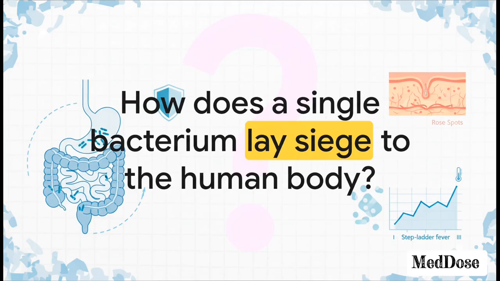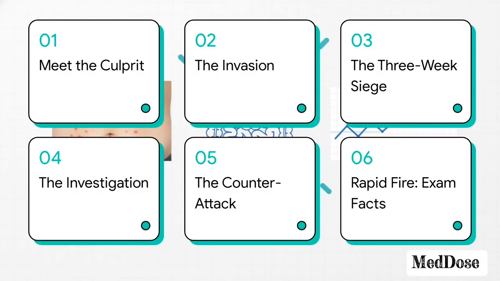You know, the best way to really get a handle on typhoid is to think of it less like a random infection and more like a planned invasion. So the question we're going to tackle is this: how does one tiny bacterium manage to lay siege to the entire human body for 3 whole weeks? It's a fascinating story.